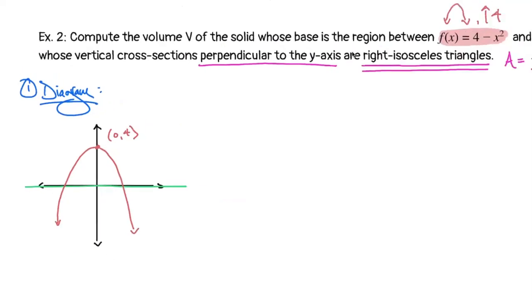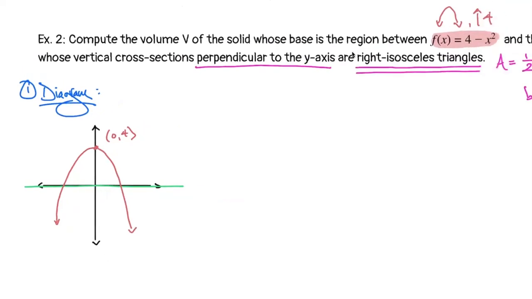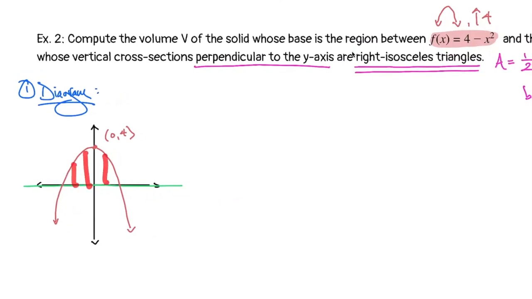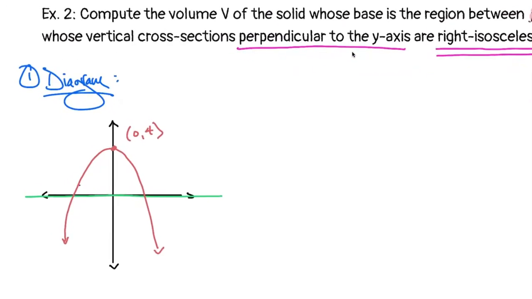And so this time, we need to read the question really carefully. It says the cross sections are perpendicular to the x-axis. And so if I went and I did this, I would be showing whoever was looking at my work that I didn't really read the question. Okay, so in particular, perpendicular to the y-axis means that we're looking at things like this.